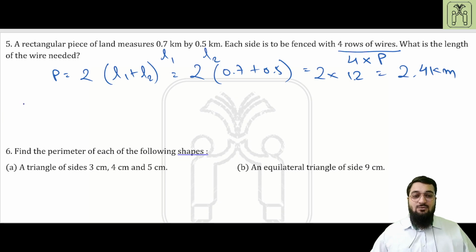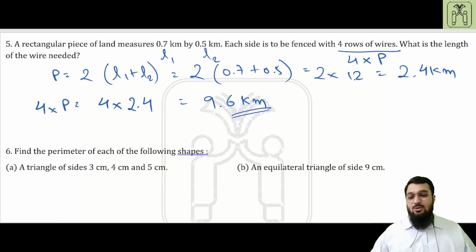After that, we have to find the total length of the fence required. So that will be 4 times the perimeter. So that is 4 into 2.4, and that will give you 4 twos are 8 and 4 fours are 16. So that will give you 9.6 kilometer as the total length.